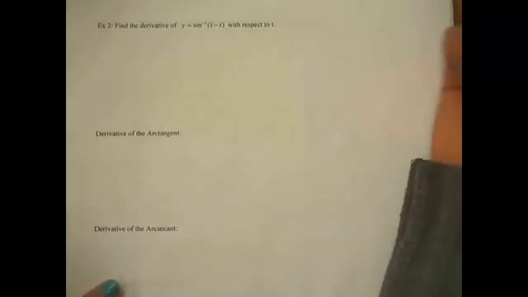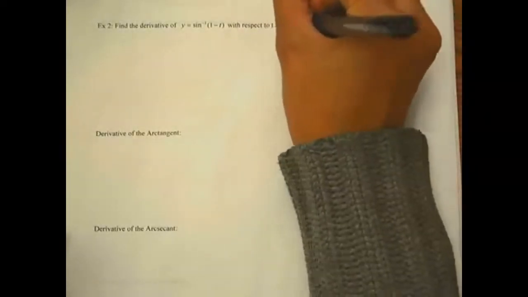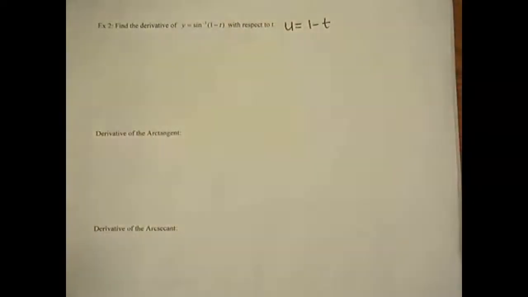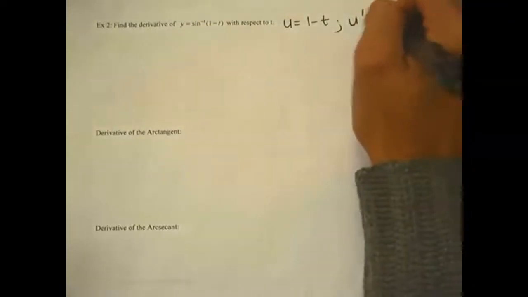Example 2, find the derivative of y equals sine inverse of 1 minus t with respect to t. So we don't have x, but that's really not important. So the first thing I'm going to do is let u be 1 minus t. Then I'm going to ask you to do u prime for me. Can you please take the derivative of u for me with respect to t? So u prime, hopefully you wrote -1.